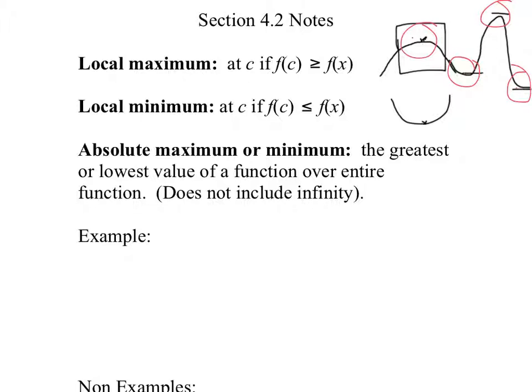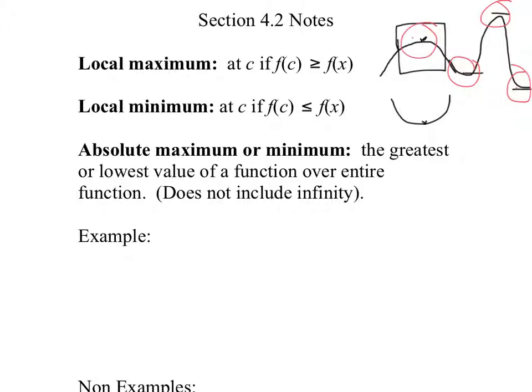Okay, so again, the big difference is local maxes and mins. There are many of them oftentimes in a graph. They cannot occur at an endpoint. Absolute max or min is the very highest point on the curve, and it can occur at an endpoint, but it must be defined so it cannot be infinity or negative infinity.